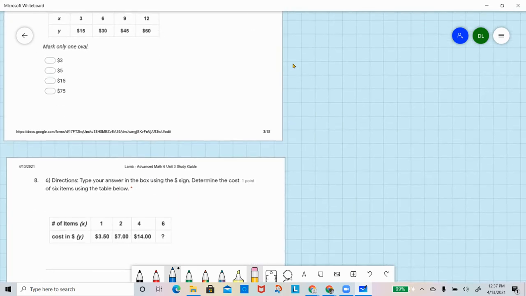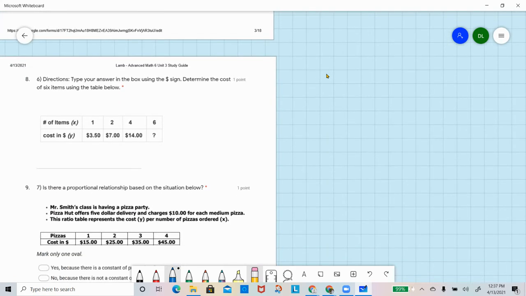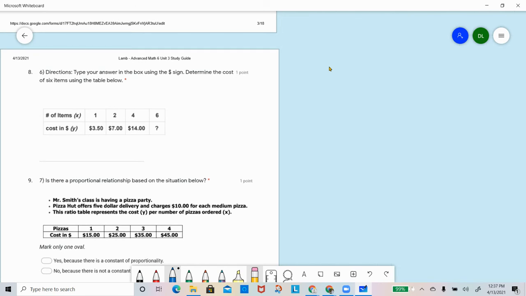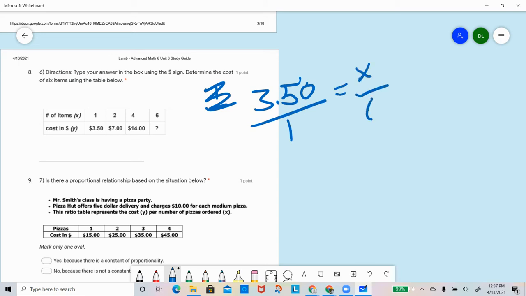Okay, so that's question number 5. So let's go on to question number 6. It says type your answer in the box using the $ sign. Determine the cost of 6 items. So this is a table, an equivalent table, right? So if 1 is $3.50 and 2 is $7 and 4 is $14, well, if 1, let's do it the right way, $3.50 for 1 unit rate equals X for 6. Well, this is a pretty simple question, right?